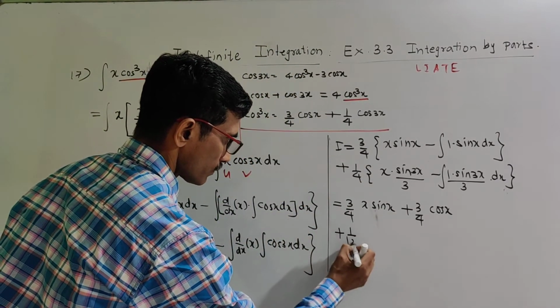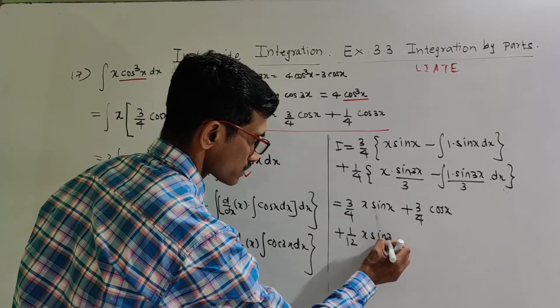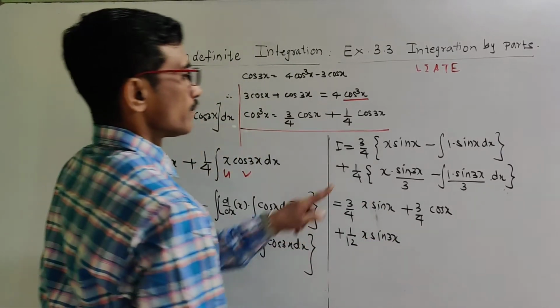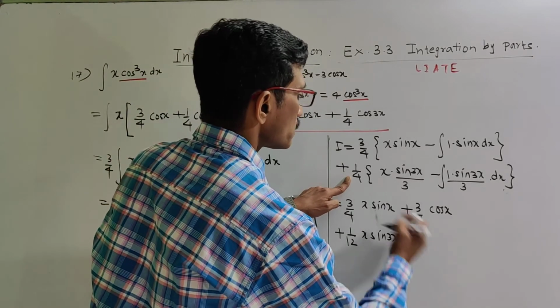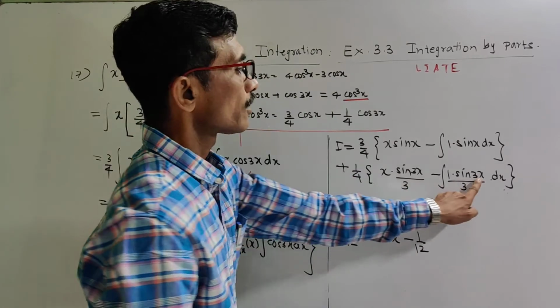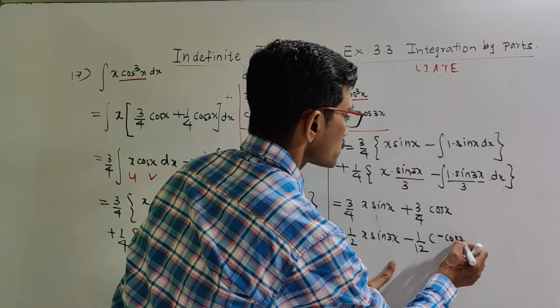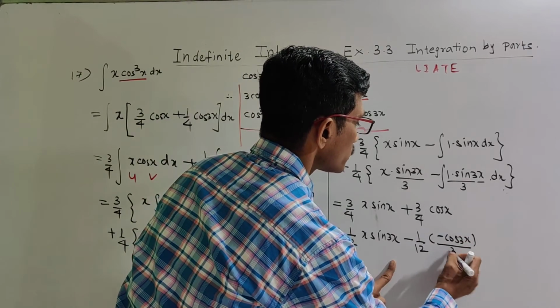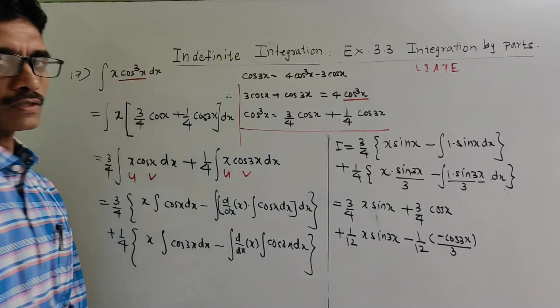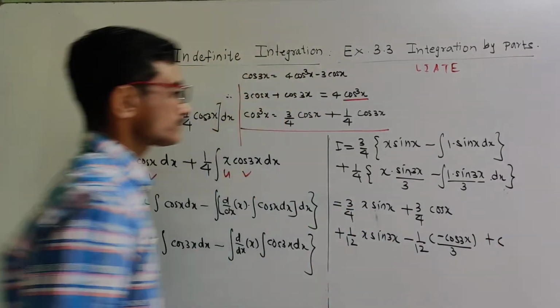1 by 12, plus 1 by 12, this is 1 by 12 x into sine of 3x, minus this 1 by 12, and integral of sine 3x is minus cos 3x upon 3, minus cos 3x upon 3 plus c.